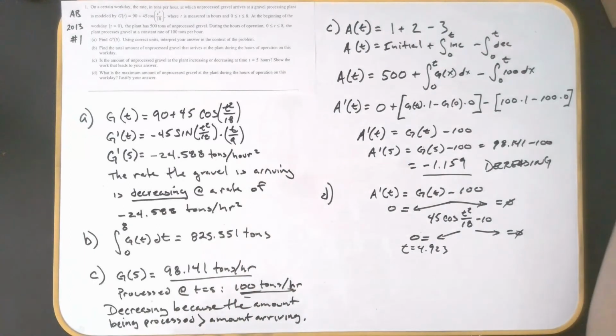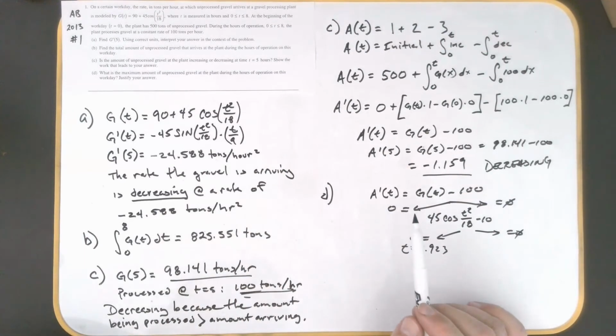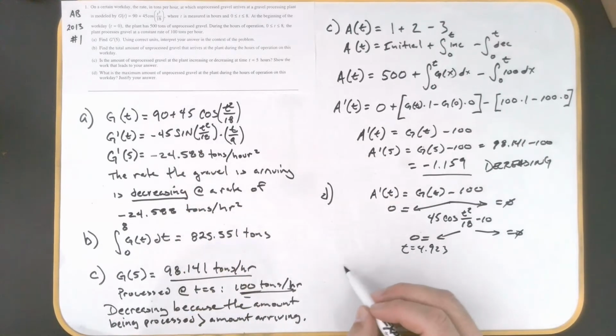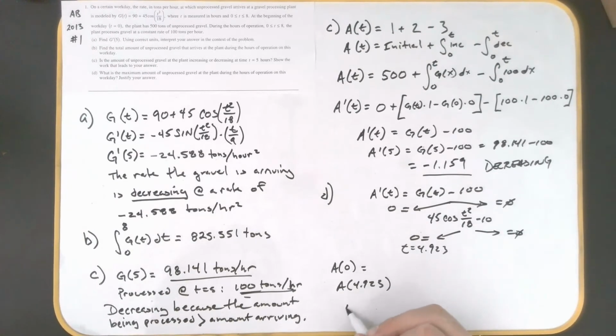And then I also have to check my endpoints, because it wants to know what the absolute maximum is during the hours of operation. So what I would like to check is what's happening at the beginning of the day, A of 0. I also want to know what's happening at 4.923. And I'm also curious what's happening at the end of the day. We're going to check those three values and see which one's the highest. Now, if you wanted, you could do an interval test with 4.9 and see where it's increasing and decreasing. Not really necessary.